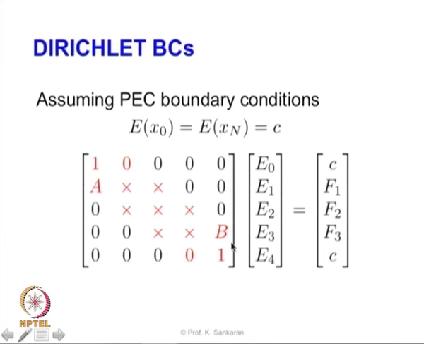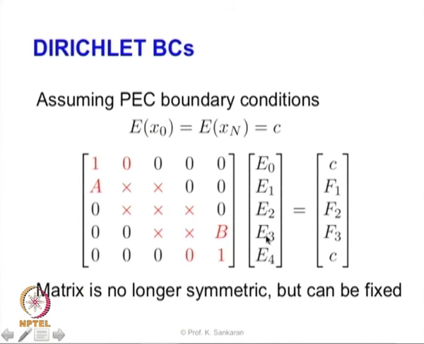So we can manipulate this particular matrix in such a way that we can eliminate E naught and E4, because their values are given, they are fixed Dirichlet boundary conditions. So we can only have a matrix linear algebraic form for E1, E2 and E3 whose values are unknown. So that is exactly what we are going to do now.